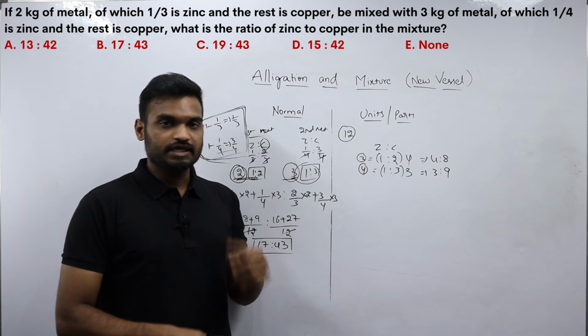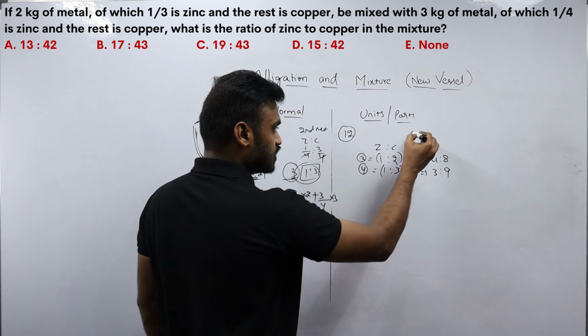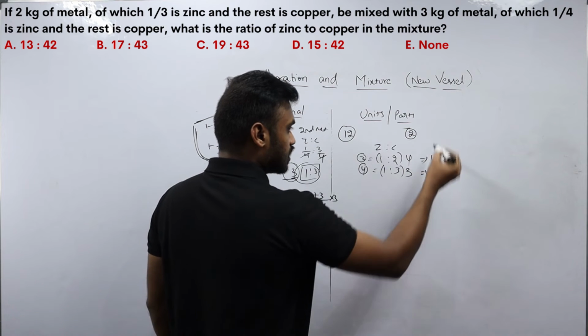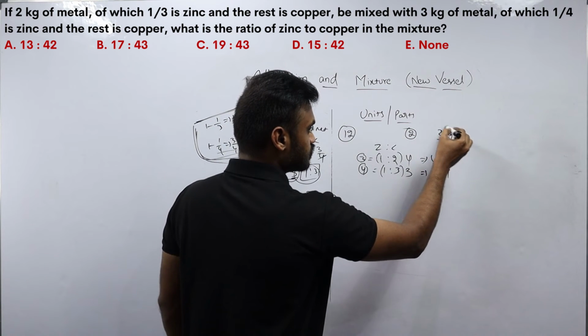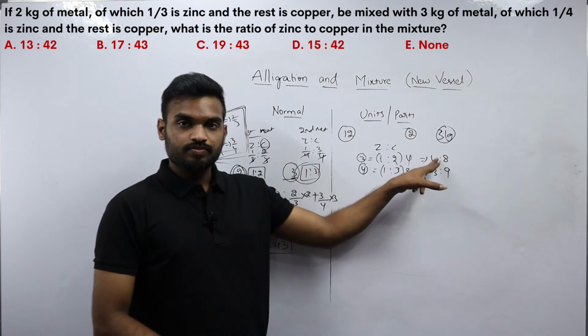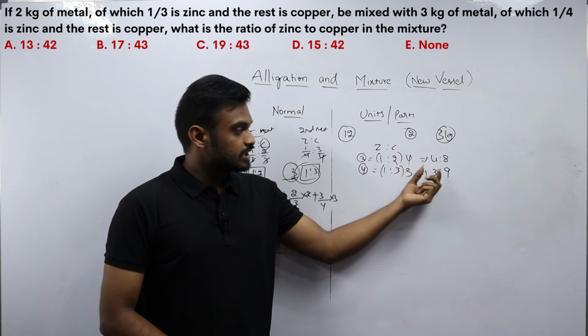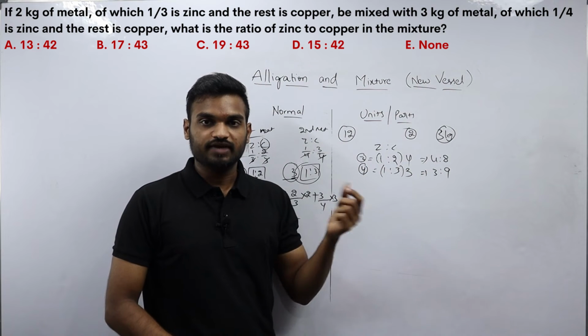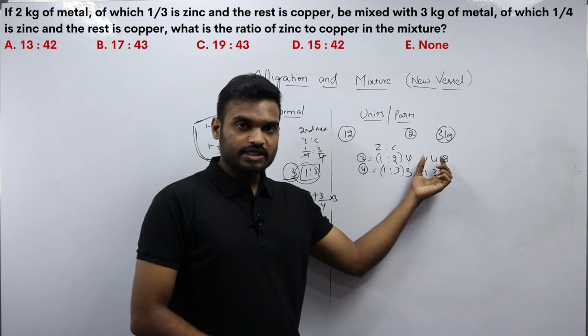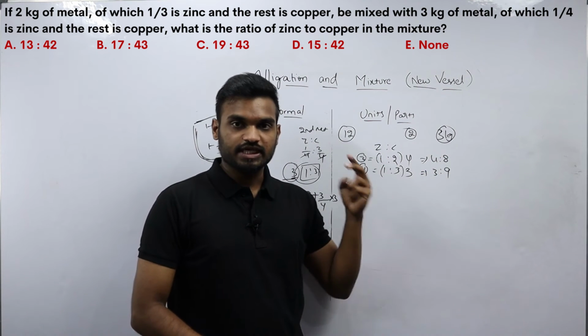Now what they are saying is the first metal is mixed with 2 kgs, and the second metal is mixed with 3 kgs. That is, 2 kgs of first metal and 3 kgs of second metal need to be mixed to get a final mixture.